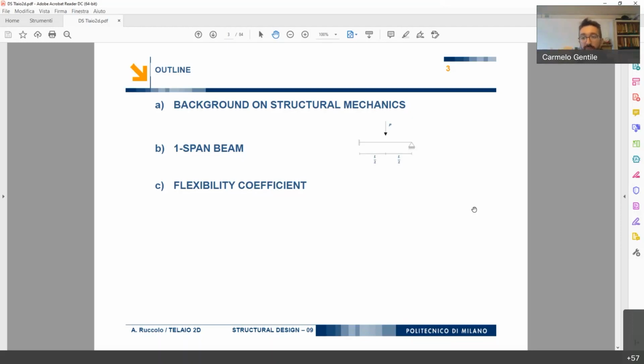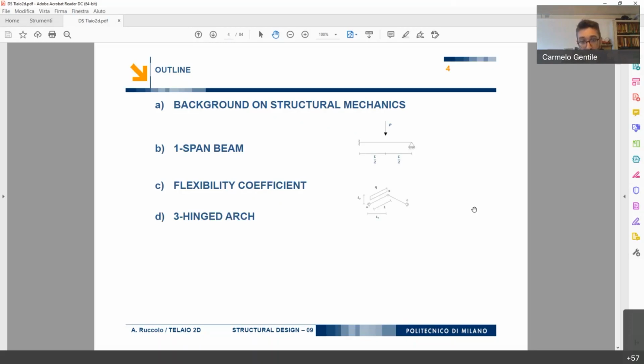And typically, if we have some deformation, some motion that is prevented by some restraint, there we expect to have some reaction force, and so some internal forces. Then the examples that we will see are related to a one-span beam. So a very simple case, just to check the work of the software. Then we will briefly return to flexibility coefficients and try to understand from a different viewpoint what they are and how to compute them.